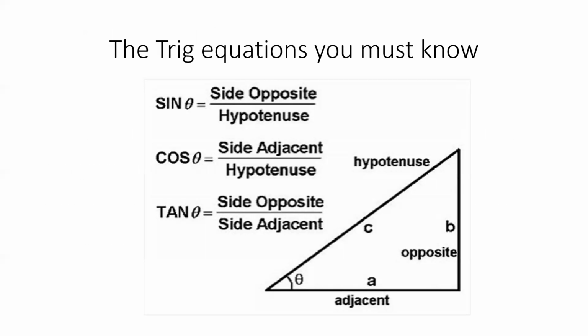Finally, can we look at the trig equations? Now we've looked at the unit triangle, and what we're going to look at in the next couple of lessons is how we use these equations. So we define sine theta as the length of the opposite side divided by the hypotenuse. So it's O over H. And we decide that cos theta is A over H and tan theta is O over A.